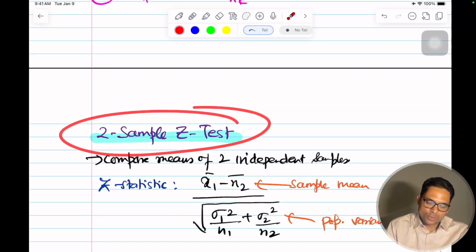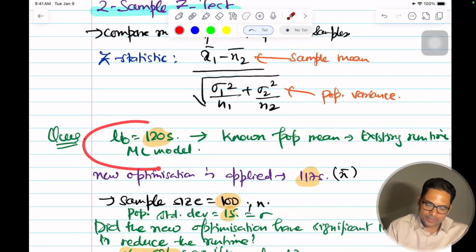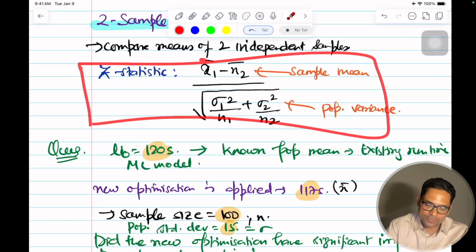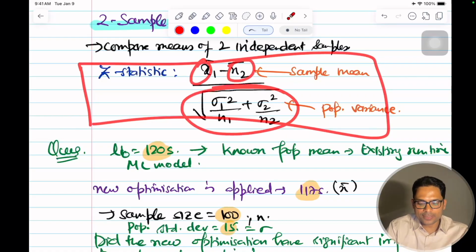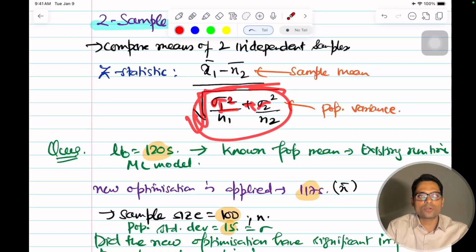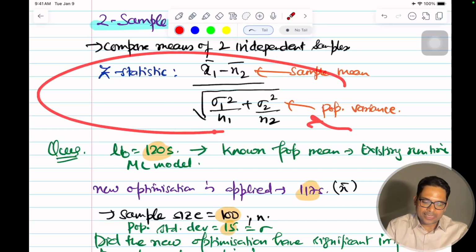And then we discussed the two sample z-test, where we compare the means of two independent samples or two independent groups. We saw the test statistic where we compare the means of the two groups, and the denominator has sigma 1 squared by n1 plus sigma 2 squared by n2. These are variances, and then we took a square root, which is a scaled form of variance. So this is the test statistic which we measure.